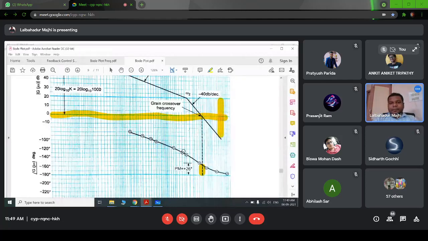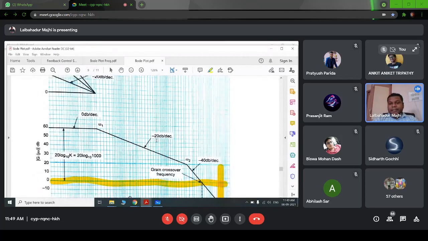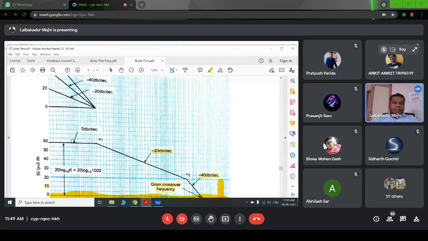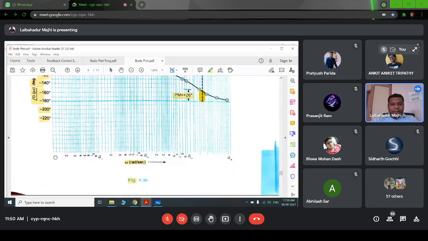Clear? So let's come to how we can draw this minus 20 dB per decade, minus 40 dB per decade, and minus 60 dB per decade. This is important, because you cannot estimate whether this will be a minus 20 or minus 40 dB per decade line. So first we have to mark that. This point is 1 decade. You can see here in the graph, 1 to 10 is 1 decade.